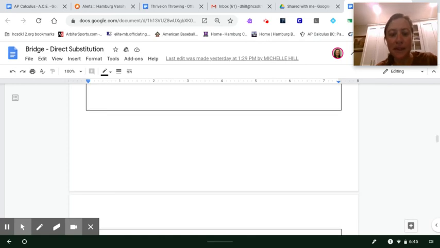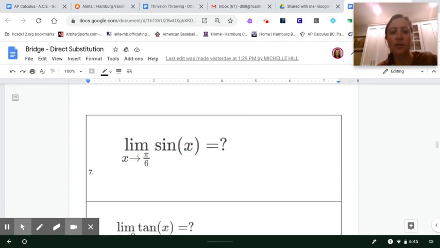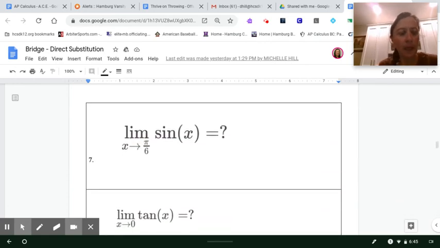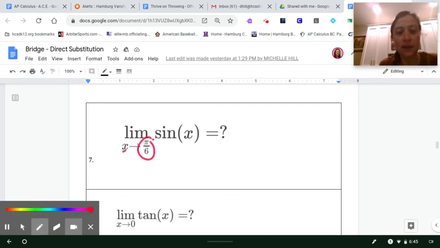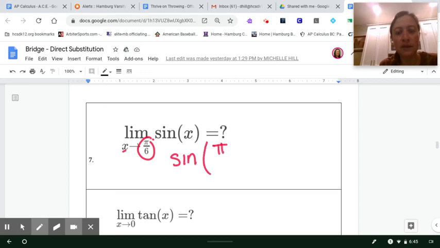I'm going to skip 6. I think we got the hang of it, and let's move to some trig. All right, so same idea. I'm just going to substitute my pi over 6 into x. So I'm going to get the sine of pi over 6. Now again, we just have to know our trig values. The idea of calculus, the limit is very simple. We just have to know those numbers.